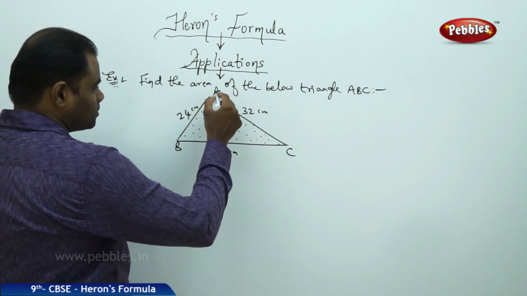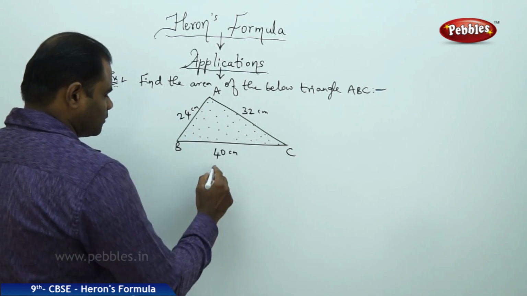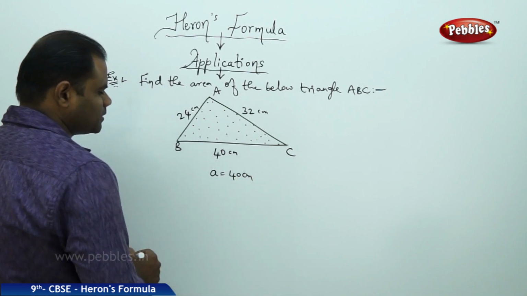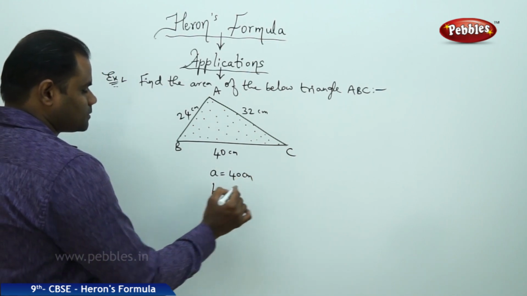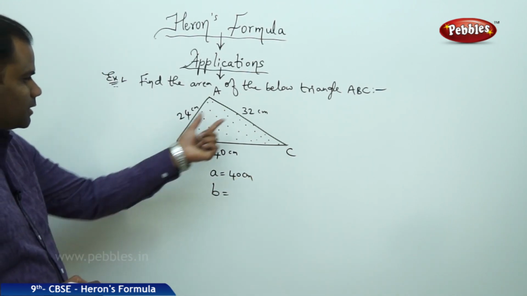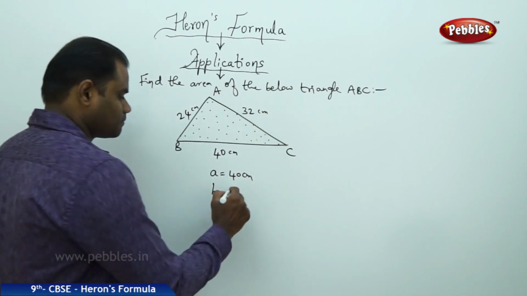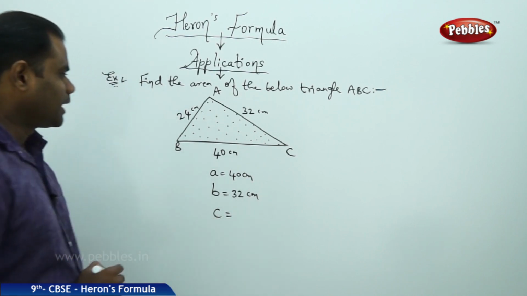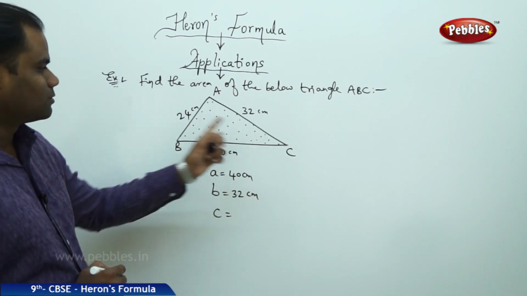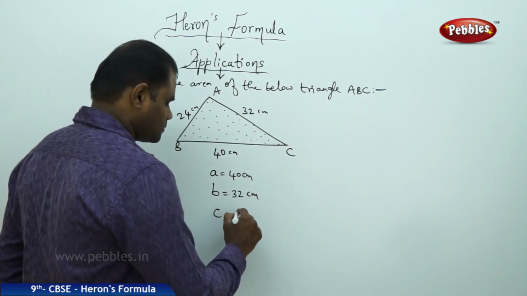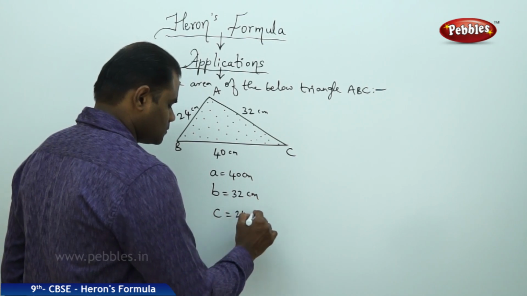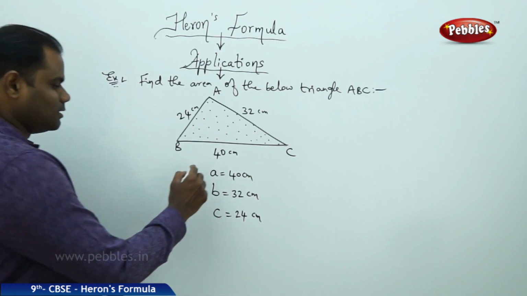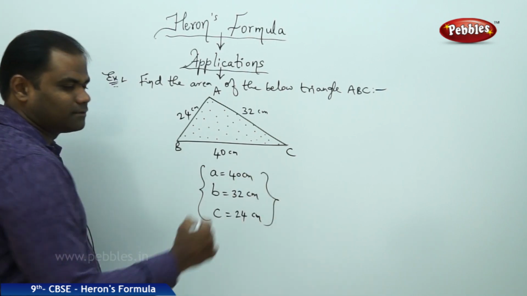The side A is opposite to vertex A, therefore from this I have A is 40 centimeter and my B is the side opposite to vertex B, which is 32, and C is the side opposite to vertex C, which is 24. So A, B, C are first identified.